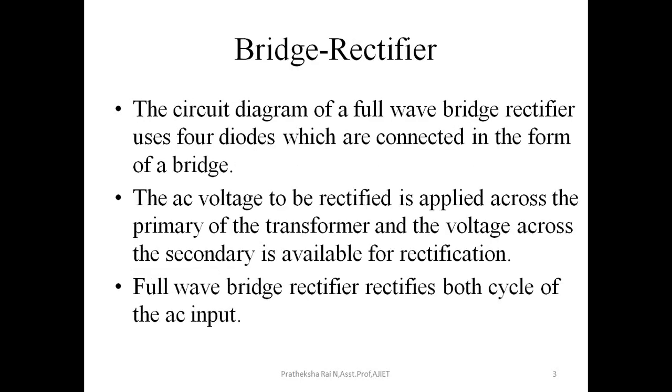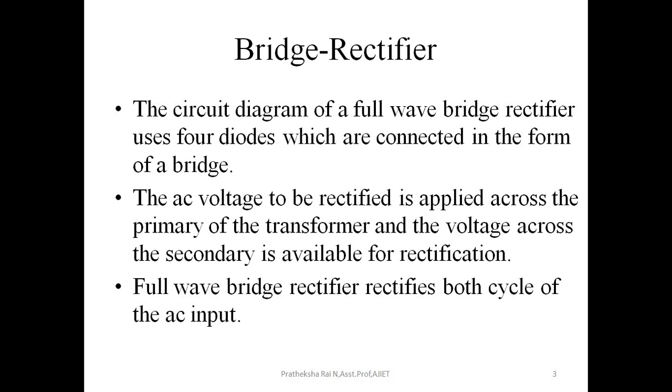The circuit diagram of a full wave bridge rectifier uses 4 diodes which are connected in the form of a bridge. The main important part is it uses 4 diodes. The AC voltage to be rectified is applied across the primary of the transformer and the voltage across the secondary is available for rectification. In both previous sessions we have already studied how a step down transformer works and what rectification is.